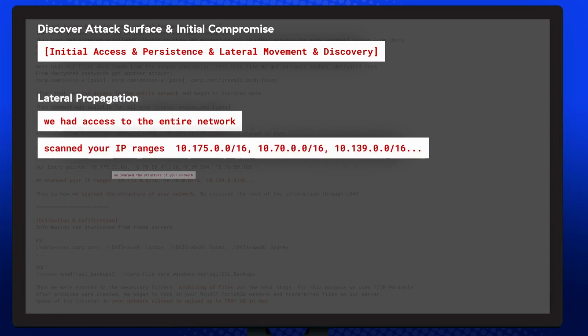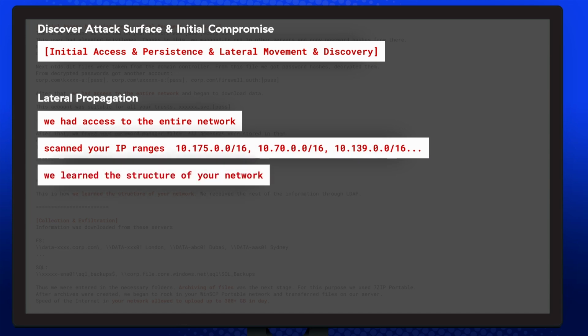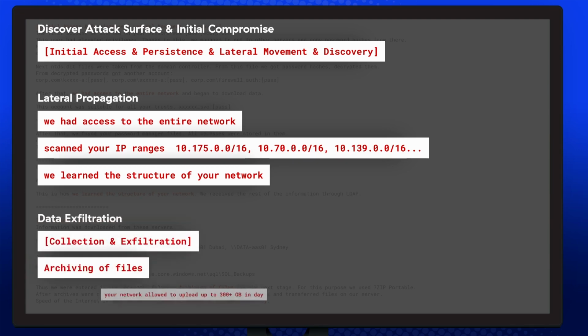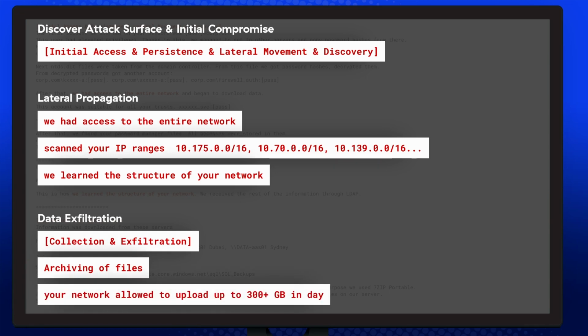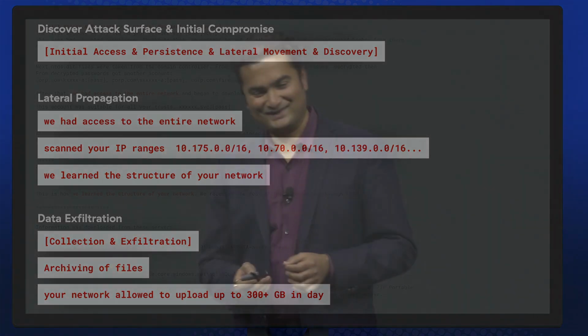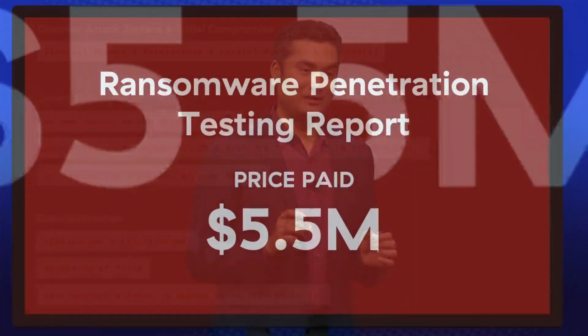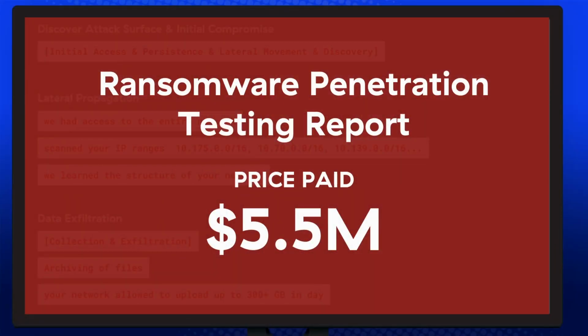They will move laterally. This is where they scan large IP subnets. They actually call out the ranges that were scanned in the environment to learn about the overall structure. And then finally, they exfil a large volume of data. They even rub it in by saying your network speed was very, very good. It allowed us to exfil 300 gigs per day. So we call this a ransomware pen testing report, and unfortunately, the victim paid $5.5 million for this report.